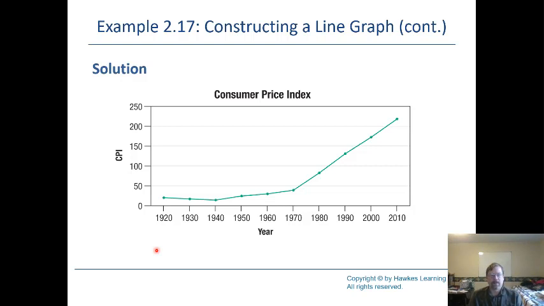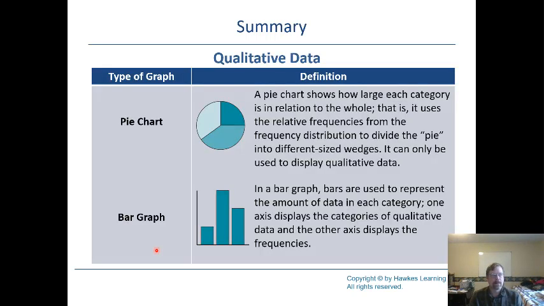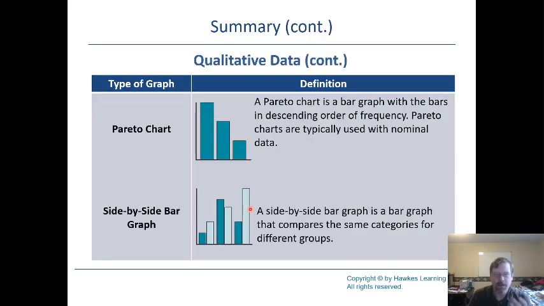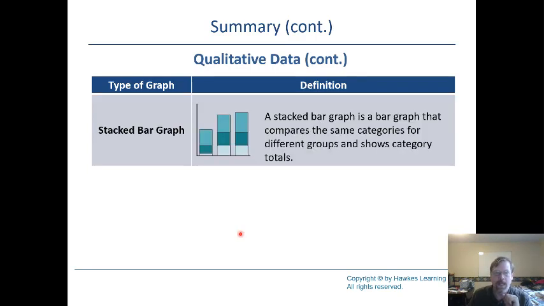Okay, so let's summarize these. We've got pie charts, pie I've eaten, pie I haven't eaten, pie I might be willing to share, but I doubt it. Bar graphs, Pareto charts, a sorted bar graph, a side-by-side bar graph. We've got two groups next to each other for easy comparison. And a stacked bar graph, the groups are stacked into the categories, so it makes it easier to see the category total while still being able to see the group differences.